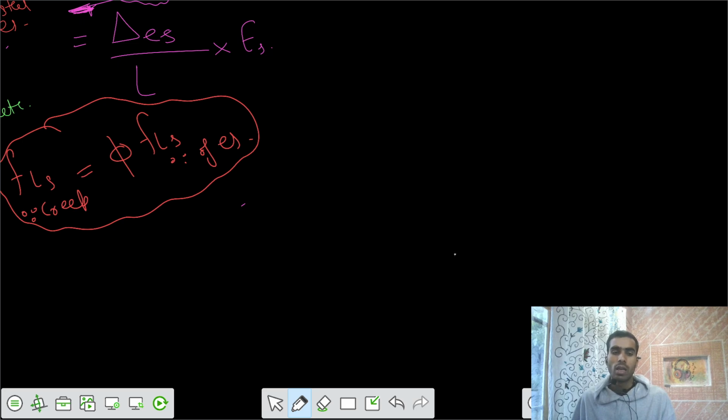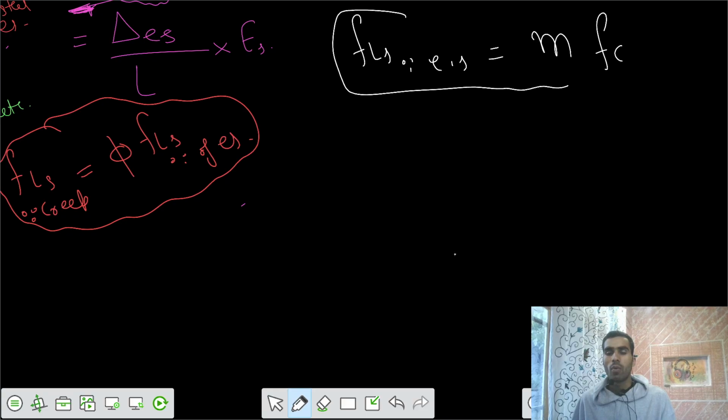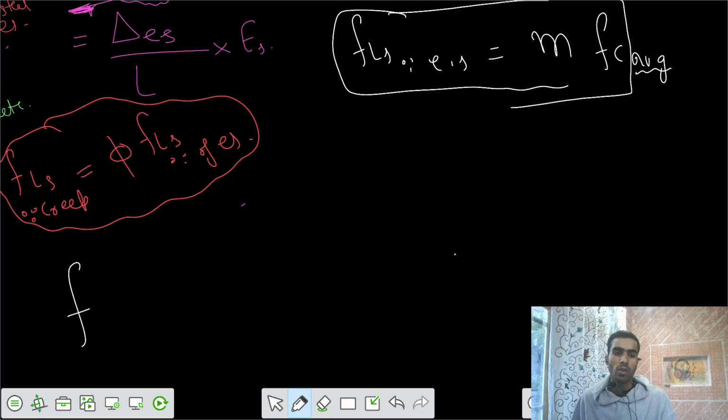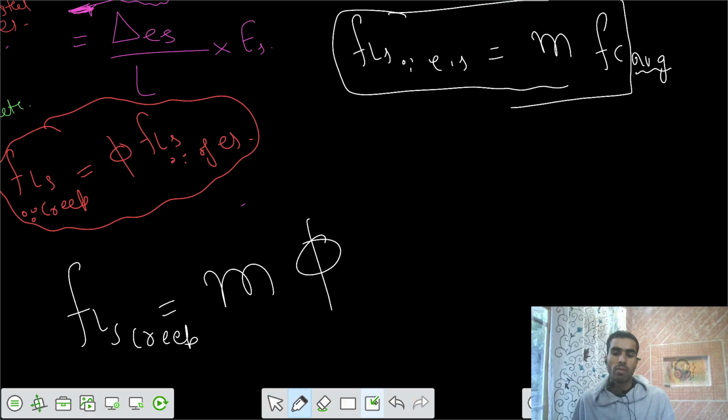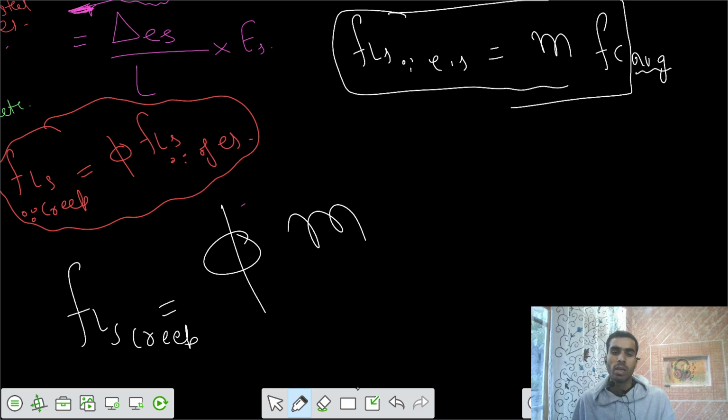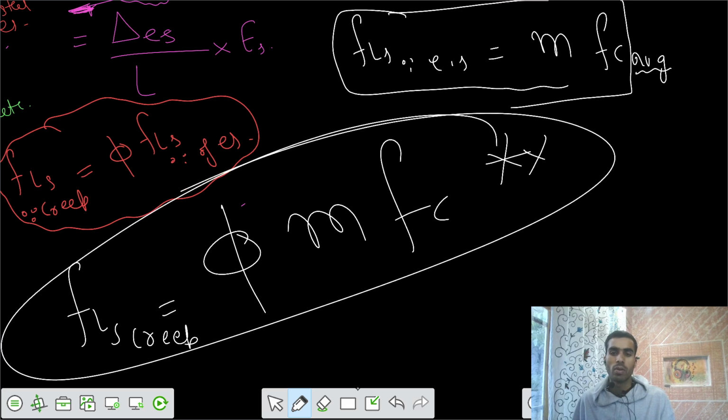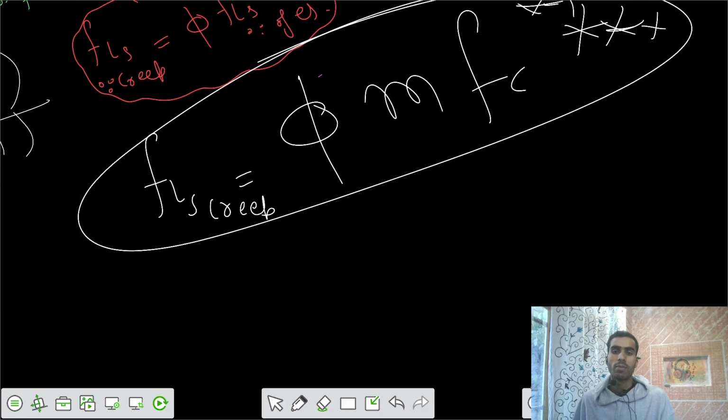The loss of stress in the steel because of elastic shortening was m times Fc. That means modular ratio times the stress in the concrete, which sometimes we write as the average stress also. So this is the equation we can write, mFc. And if I finally say what is the loss of stress because of creep, that is equal to phi times mFc. So this is the final equation: loss of stress because of creep is phi times m times Fc.